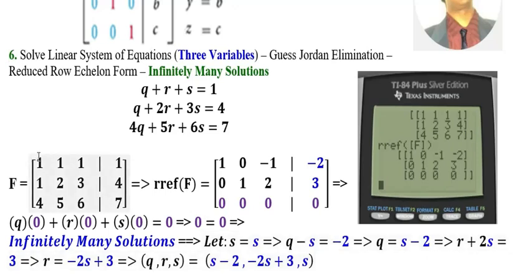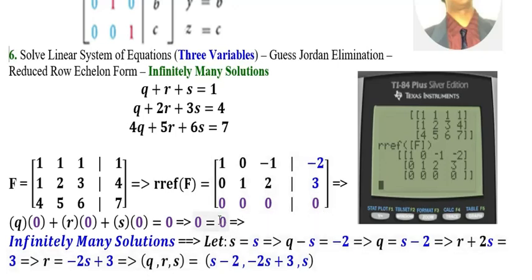For q we have 1, 1, 4. For r we have 1, 2, 5. For s we have 1, 3, 6, augmented with 1, 4, 7. And when we do RREF F, we get 1 0 0, 0 1 0, minus 1 2 0, minus 2 3 0. So what to notice here is the last row is 0 0 0 0.